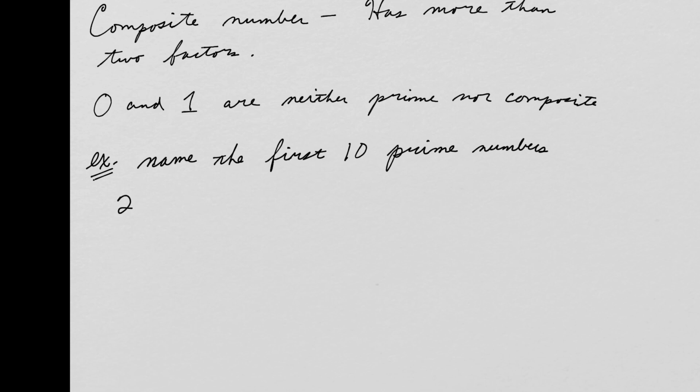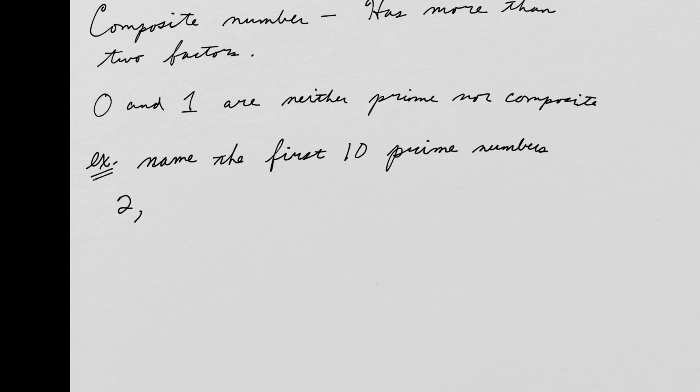And then it couldn't be prime. Like 4 has factors of 1, 4, and 2. So it has more than 2 factors, right? Not just 1 and 4. So any other even number would be divisible by 2, so it cannot be prime. It has to be composite. 2 is the only even prime number. Then I work my way up.